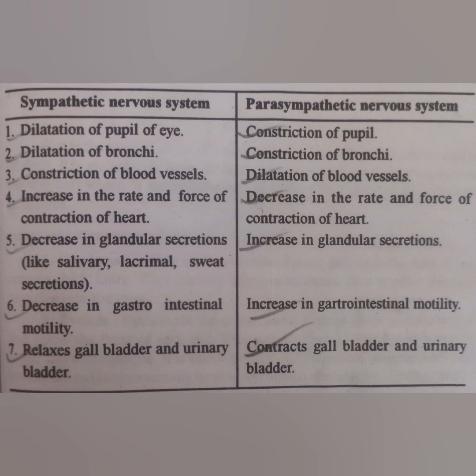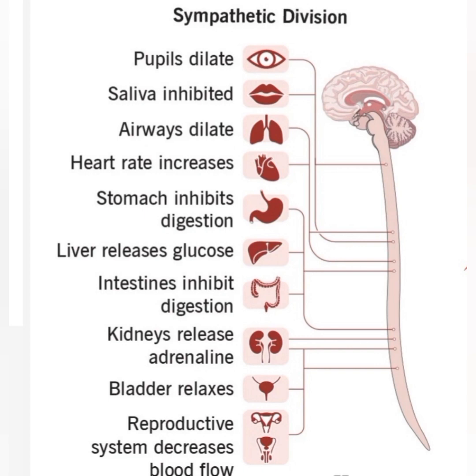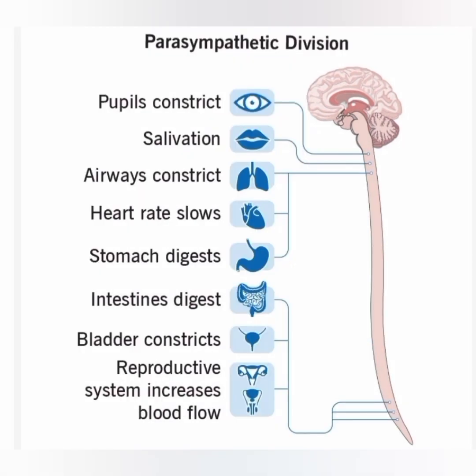So these are all the differences between the sympathetic nervous system and parasympathetic nervous system functions. The sympathetic nervous system activates during the time of stress and fear, and the parasympathetic nervous system relaxes the body after stress or after a fearful situation.